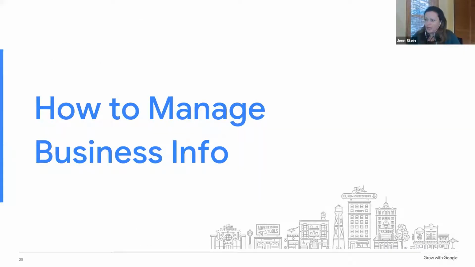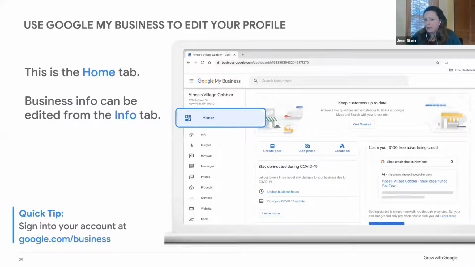So now we're going to go into how to manage your business info. This is a Google My Business dashboard. The home tab is where you'll start, so you get dropped into the home tab. And if you haven't been verified, you can start the process to access the dashboard by visiting google.com/business, which is right here again.